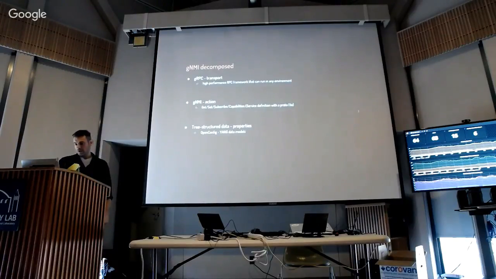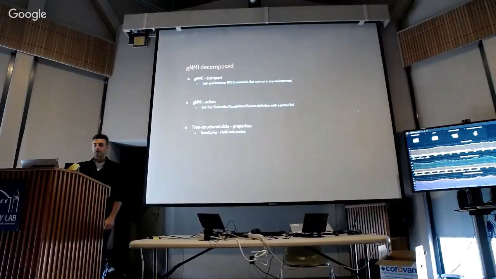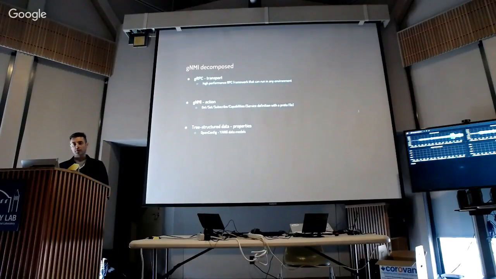So with that out of the way, if we had to decompose gNMI, we would split it apart into three pieces, three components. One is gRPC, which is the transport, a high-performance RPC framework. The second one is the service definition of gNMI, so basically the actions, in this case get, set, subscribe, and capabilities. And the third piece is what we apply those actions to, so the properties, which is typically tree-structured data. In our case, it's OpenConfig, which uses YANG data models.